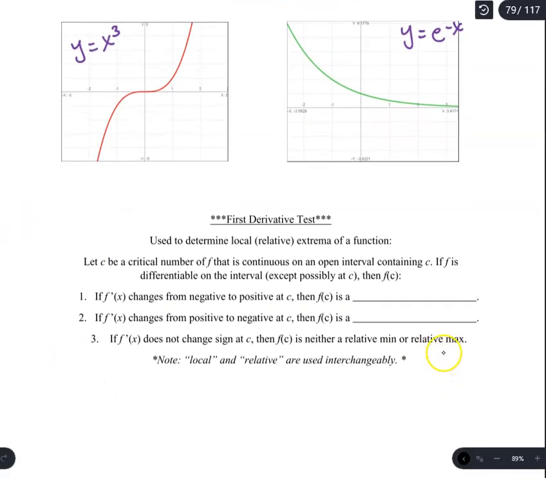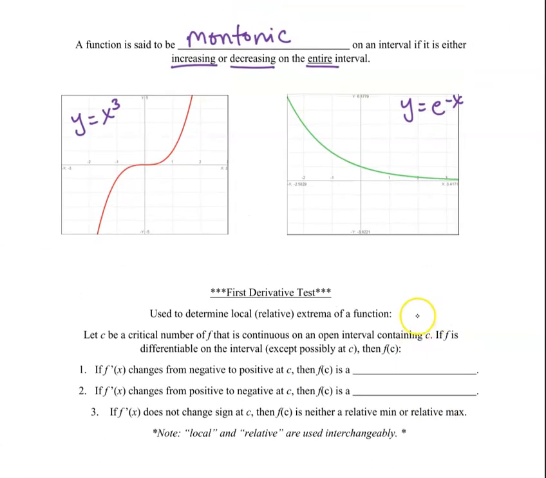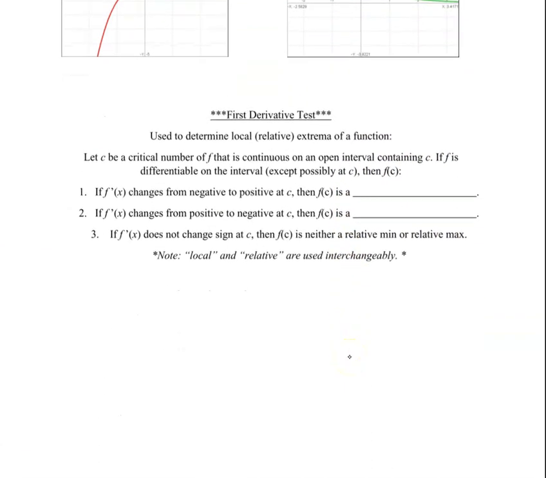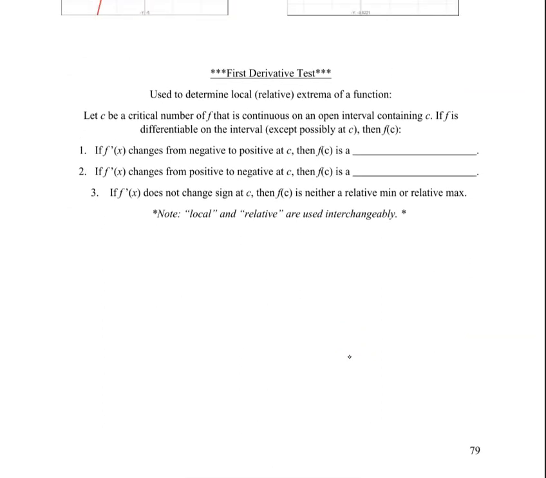So let's take a look at what this leads us to. Where is this headed? This leads us to something called the first derivative test. So the first derivative test is used to tell us where we have local maxima and local minimum. Remember, I used previously this term and I said local and relative are used interchangeably. Same thing. So it says, let C be a critical number of f. So we're going to find critical numbers the same way we always have, on an open interval containing C.